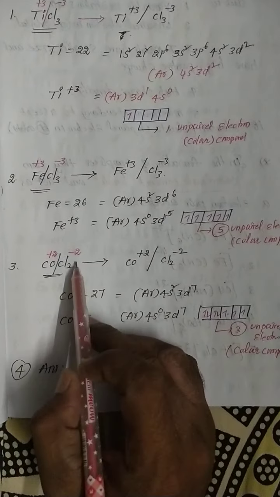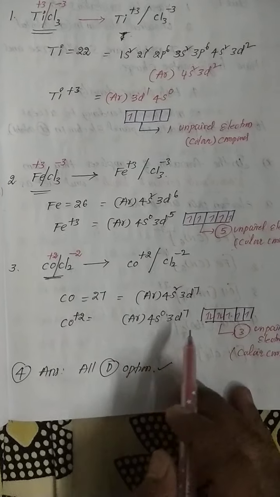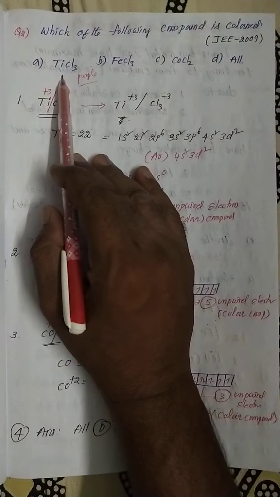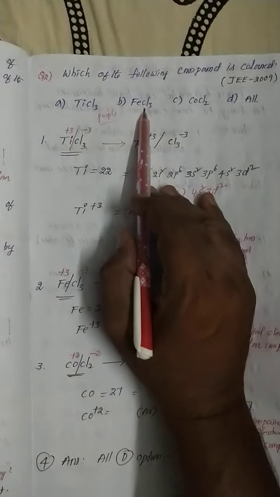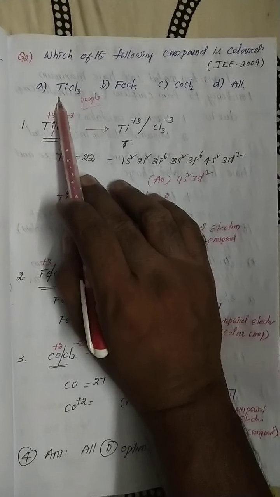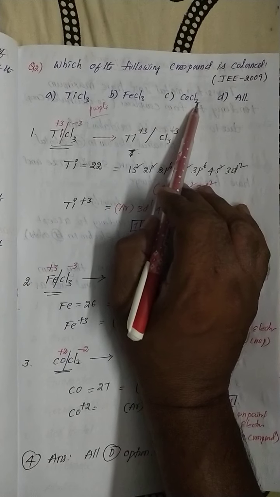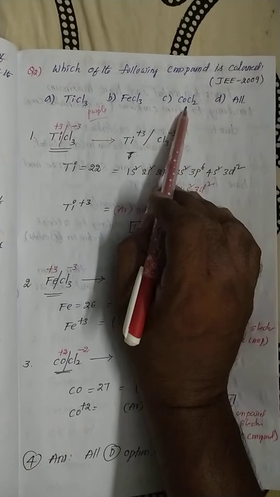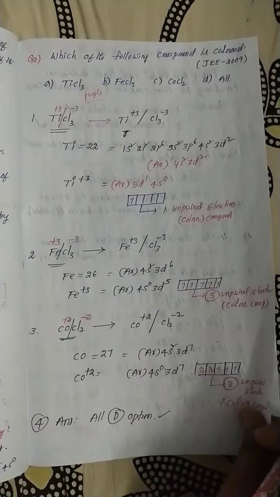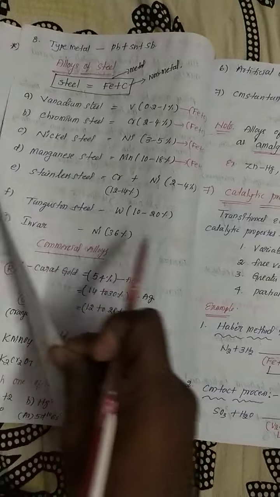COCl2. Cl2 means -2, so +2. Here also 3 unpaired electrons are there. So my dear students, this also has unpaired electrons. Even this compound also has unpaired electrons. That's why these 3 compounds have unpaired electrons. Definitely these compounds show color behavior. So the option is all. This is the most important area. Next one.